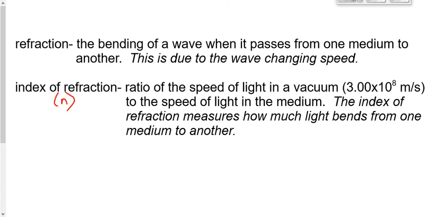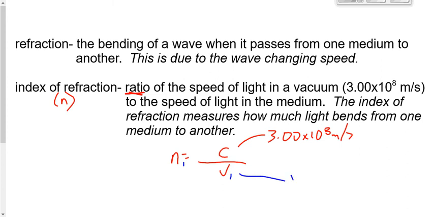The equation for the index of refraction is going to be, it's a ratio. What did we say the other day ratio means? Comparison, yes. Ratio, compare, or divide. We're going to divide the speed of light in a vacuum, which is c, or 3.00 times 10 to the 8 meters per second, by v. So the index of refraction of medium 1 is equal to c divided by the speed of light in medium 1.